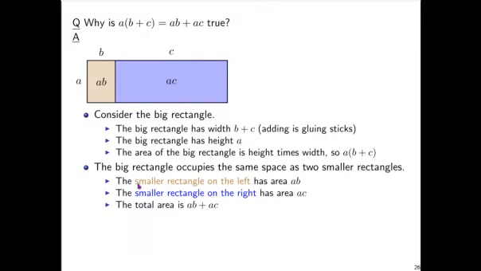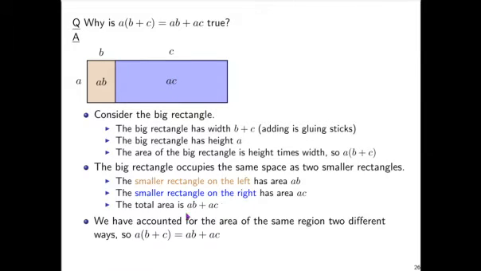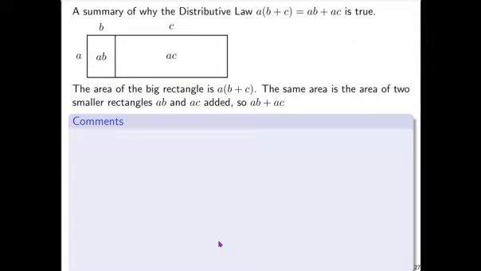The two separate regions don't overlap. When we look at the total area, it's AB plus AC. So here's the thing. This entire region, which was in yellow, when we looked at it as one whole huge rectangle, was A times quantity B plus C, but that same region we could account for as two smaller pieces, AB plus AC. So we've accounted for the same region's area in two different-looking ways, and this is why we now have a generic argument that A times quantity B plus C equals AB plus AC. Generic in that we didn't plug in any numbers.